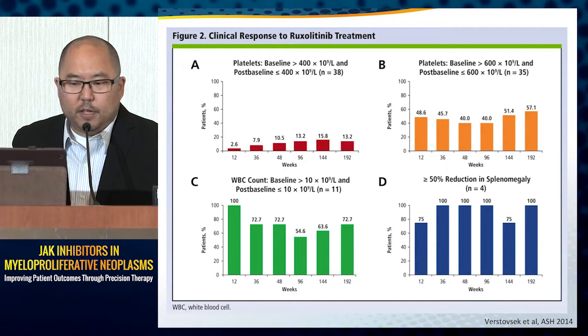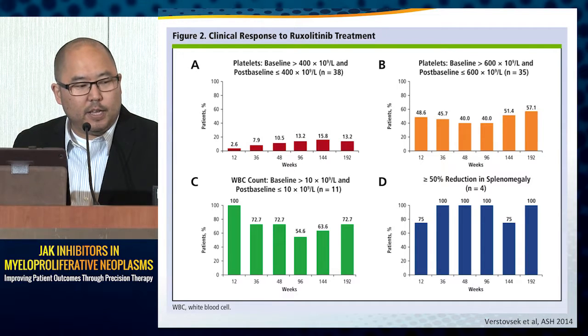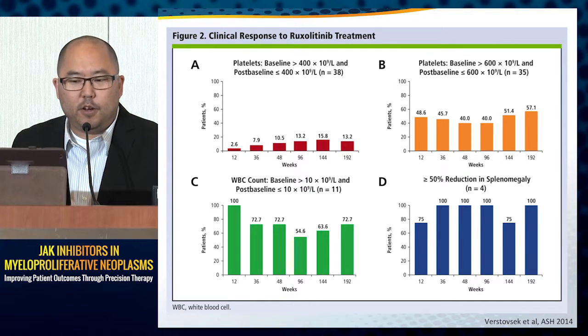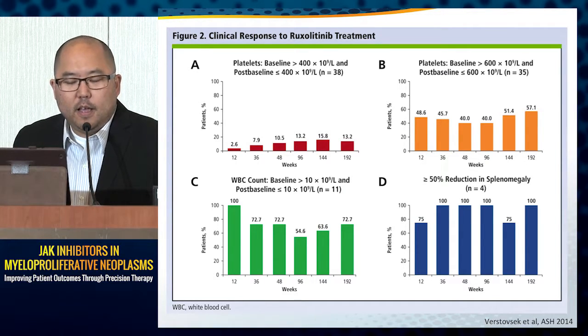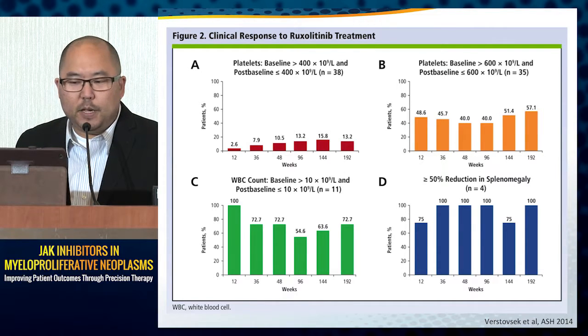Here is the response to ruxolitinib broken out a little bit differently. Here we're looking at patients who had an elevated platelet count, essentially a platelet count greater than 400 at baseline, and then the percentage who had a platelet count below 400 at any given time. This is shown at 12 weeks up to 192 weeks. So certainly there is an increasing proportion as time goes on of patients who achieve that, although it's a relatively small subset of those patients.